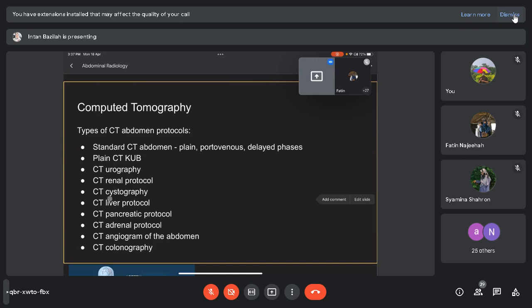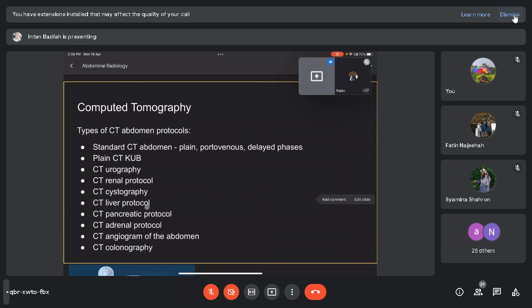Okay, so this is CT cystography. Usually we do it in trauma cases when we suspect bladder injury. In this case, we will infuse the bladder with contrast. Usually we use iodine, about 300 cc, and then we scan to look if there's any contrast leakage.